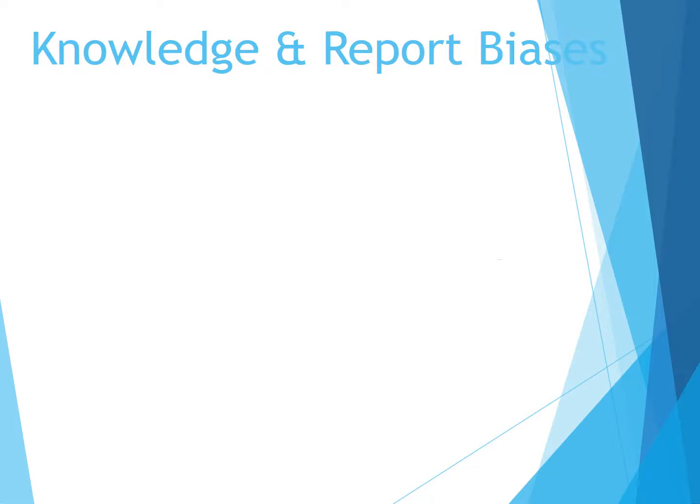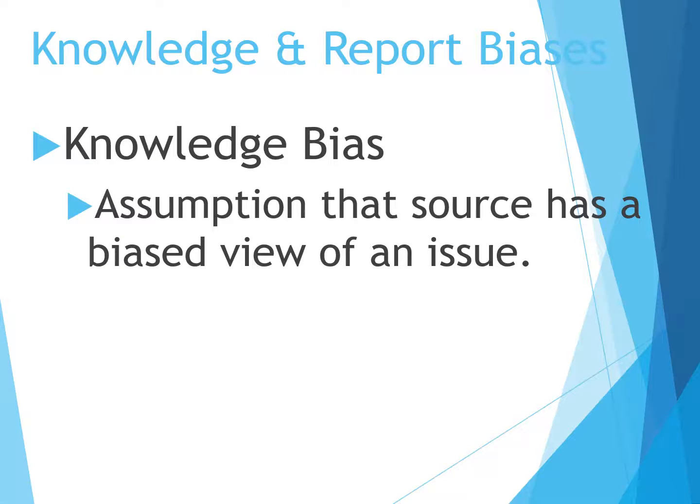Knowledge and reporting biases are important to be aware of, and we also want to be conscious of how these kinds of issues not only influence our own ability to be persuaded, but also influence our ability to persuade other people. So the knowledge bias deals with an assumption that a source or a given speaker has a biased view of an issue. Now, I've mentioned this before in this chapter, but generally speaking, most persuasive sources do have an agenda and do have a bias.